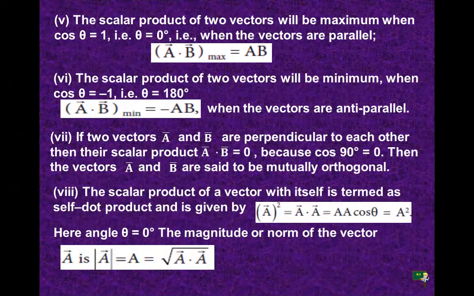Therefore the magnitude or norm of the vector, that is modulus of a vector, that means a, is equal to root of a vector dot a vector, and if it is a square then you can remove the root and put it as a.